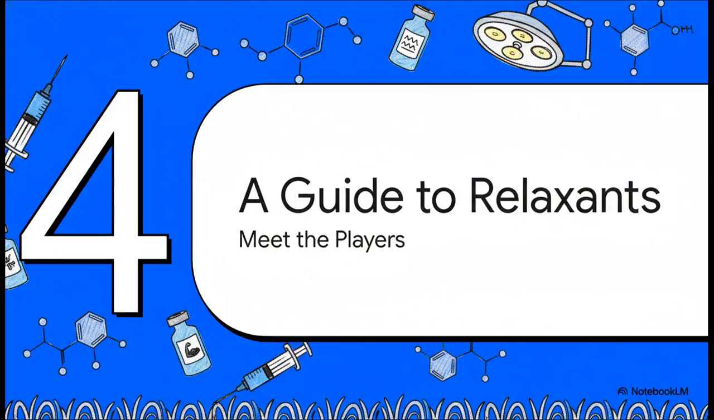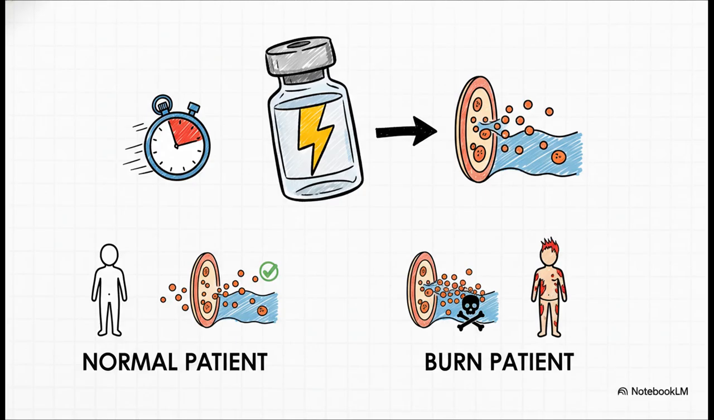Okay, with the theory covered, let's now meet the main players. These are the specific drugs you will see being used every single day in the operating theater. First up, succinylcholine. You can think of it as the sprinter. For speed, there's no competition. It works in less than 90 seconds, which is why it's the go-to drug for emergency intubations.